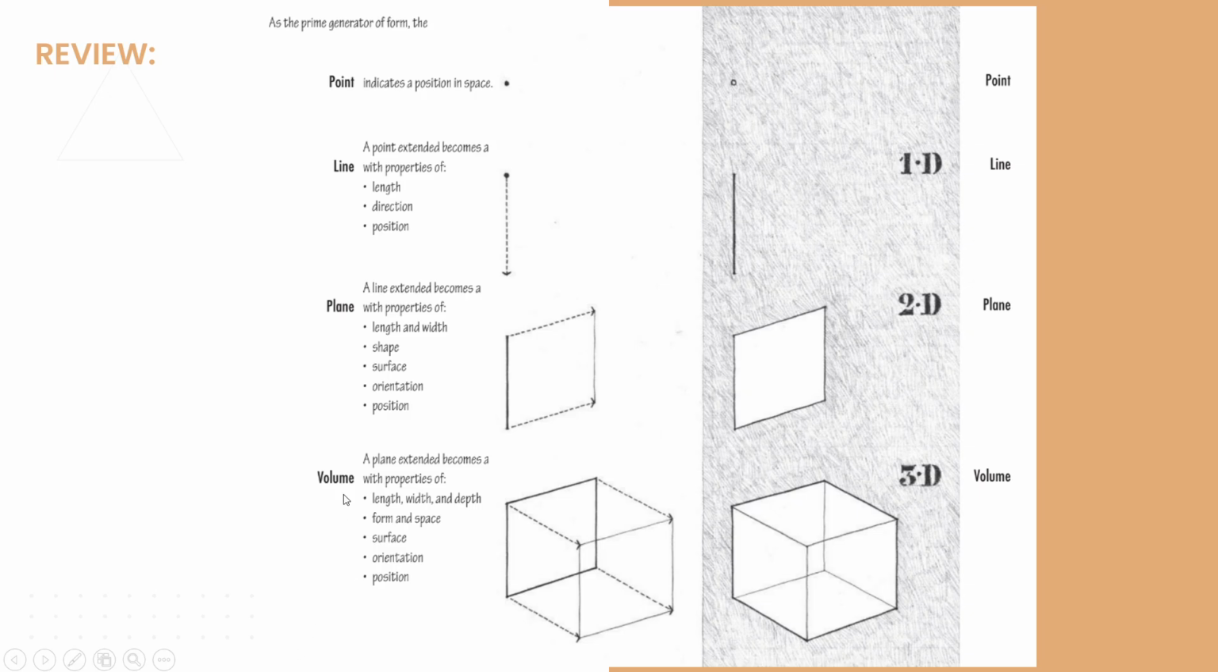And lastly, volume, with the properties length, width, and depth, form and space, has surface, orientation and position. So the three dimensions of volume are length, width, and depth. The formula for volume is length times width times height equals volume. So the unit for volume is cubic meter.